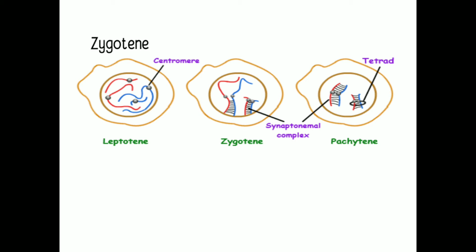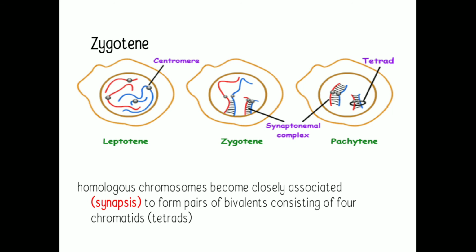Next we have the zygotene. During the zygotene, homologous chromosomes become closely associated to form pairs called bivalents, consisting of four chromatids or tetrads. Okay, when we say synapsis, it is the pairing of homologous chromosomes or the bivalent. In addition, synapsis can form in the lower or upper portion of the chromosome, wherein it creates contact called the synaptonemal complex. This complex can be compared to a zipper-like structure. And lastly, this complex also facilitates synapsis by holding the chromosomes together.